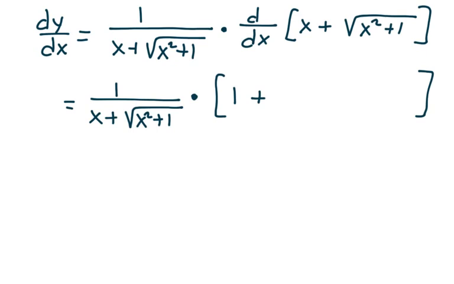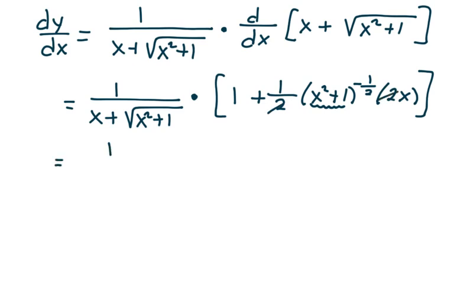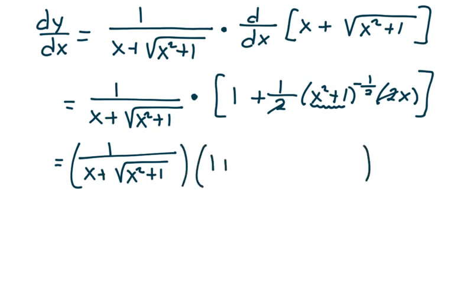And so when I go back, I'm going to write 1/2 of x squared plus 1 to the negative a half times 2x. So the 2x comes from the derivative of the inside function. All right? Now, the 2's cancel. And so this is 1 over x plus the square root of x squared plus 1. This is being multiplied by 1 plus x times x squared plus 1 to the negative a half. Okay? Now let's keep going.